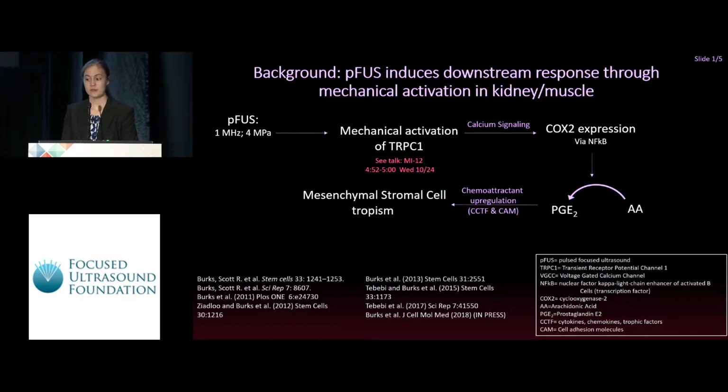So to start off with some background, our lab has shown that when you target pulse focus ultrasound to kidney or skeletal muscle, you are able to induce an increased mesenchymal stem cell homing response in these tissues for a therapeutic effect. Looking further at this mechanism, we have found that pulse focus ultrasound mechanically activates TRPC1, resulting in calcium-dependent COX-2 increase in expression via NF-kappa B, which results in an increase in PGE2 production and downstream cytokine, chemokine, and trophic factor and cell adhesion molecule upregulation, which results in the mesenchymal stem cell homing response.